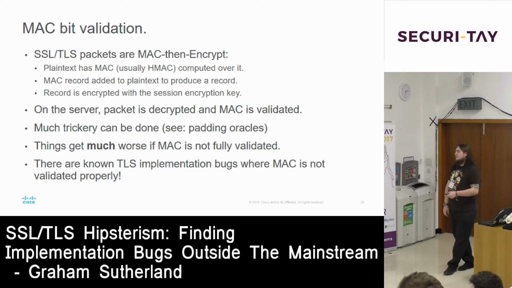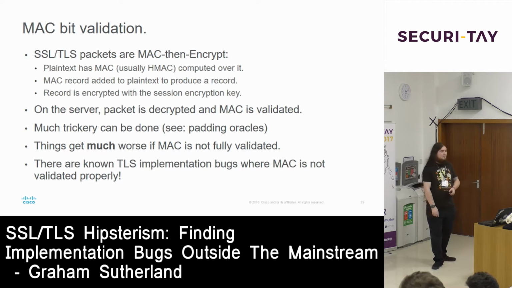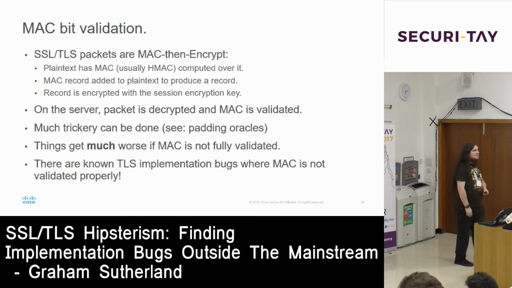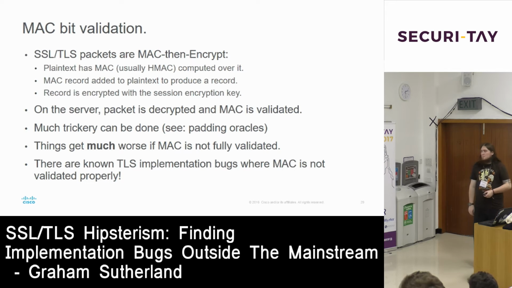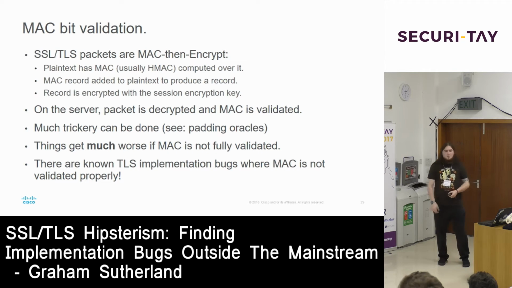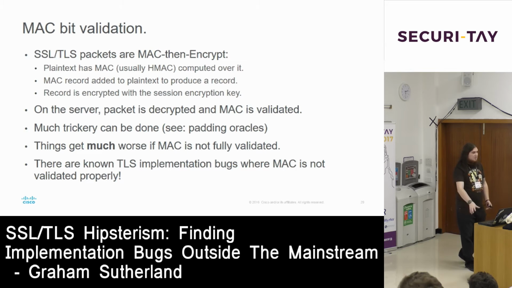So MAC bit validation, this is a fun one. When I was saying earlier that I was hoping that in TLS 1.3 we would have finally fixed one of the long-running weaknesses in the protocol in terms of the way that crypto is done, MAC then encrypt. So MAC then encrypt means that when you take your plain text, you then compute your message authentication code, your MAC, your signature. You compute that over the plain text. You stick that MAC record on the end of the plain text, or before it, or wherever, and that produces a record, and that entire record is then encrypted.